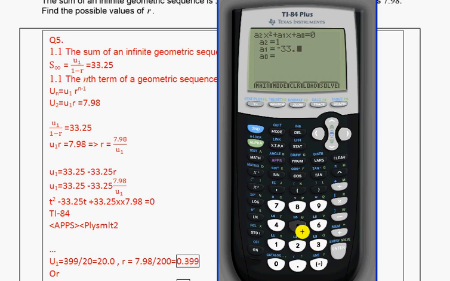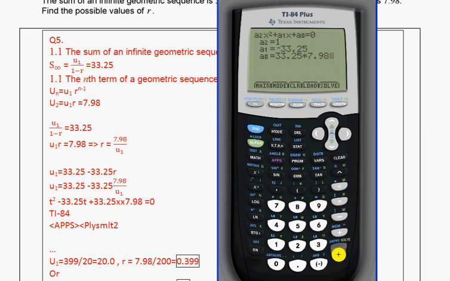25. Enter. And here we just can put this expression 33.25 times 7.98. Enter. So it calculated. Now solve, and we have the value.